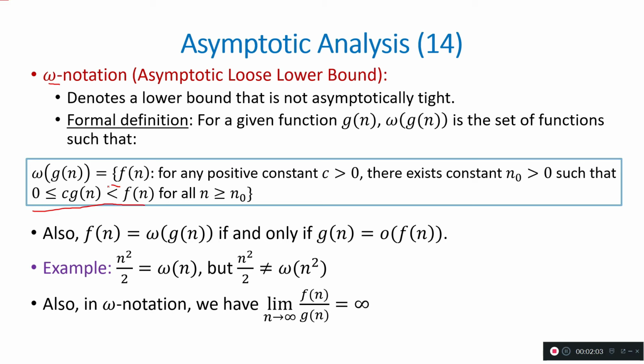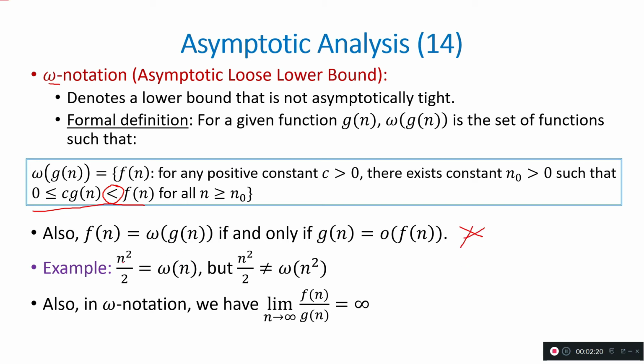So again, we are emphasizing on this. Note that f of n is small omega g of n if and only if g of n is small o of f of n. This is a very important property.